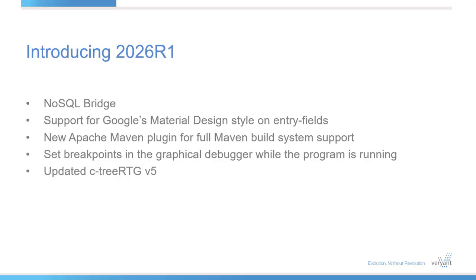We've added the ability to set breakpoints in the debugger even when it's not actively debugging. And there's been an upgrade to C-Tree RTG to version 5. Let's look a little closer at these and other changes in 2026R1.